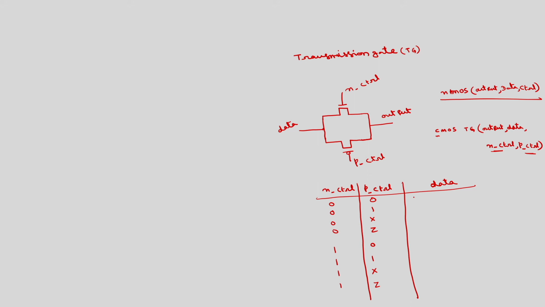So, if data is, for example, 0, 1, x, z. If data is 0, N control is 0, P control is 0. So, if N control is 0, this will be off. If P control is 0, this will be on. So, output will be input data. Okay. So, if data is 0, output is 0, if data is 1, 1, if data is x, x, data is z, z. This will be the case for N equal to 0.